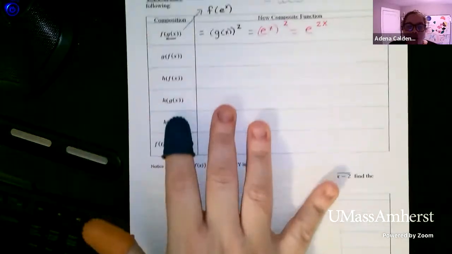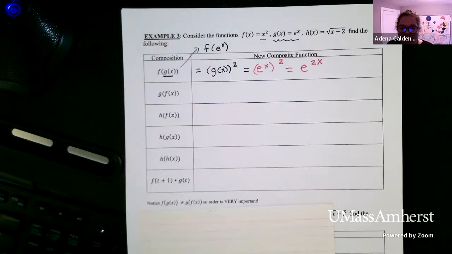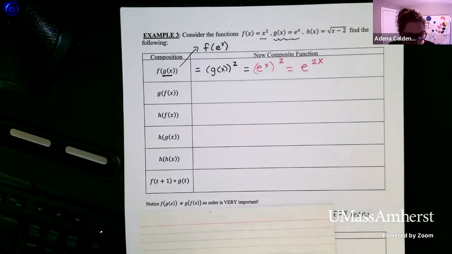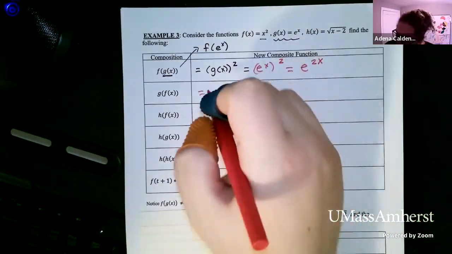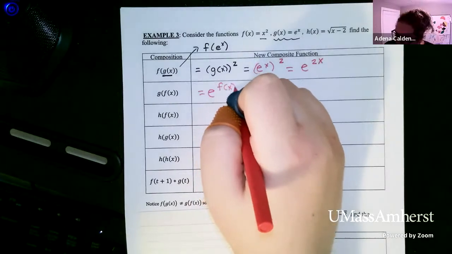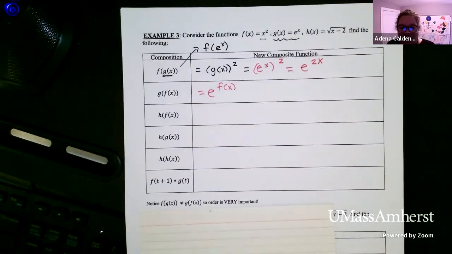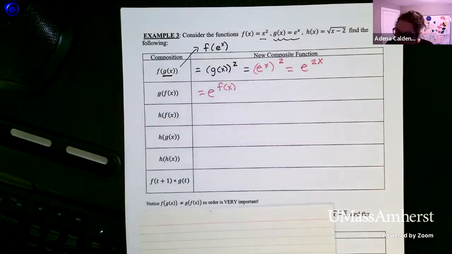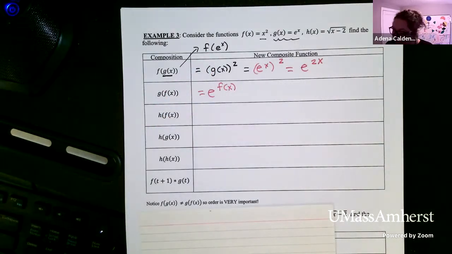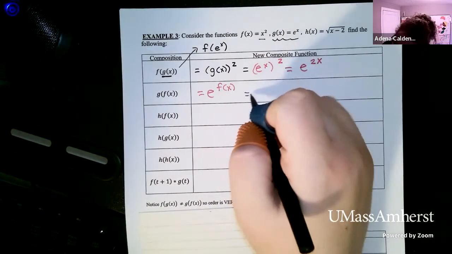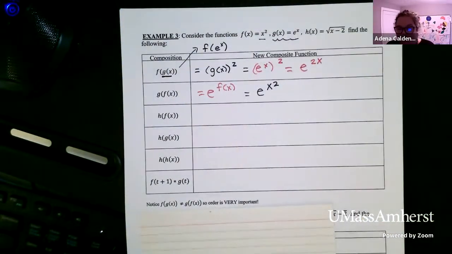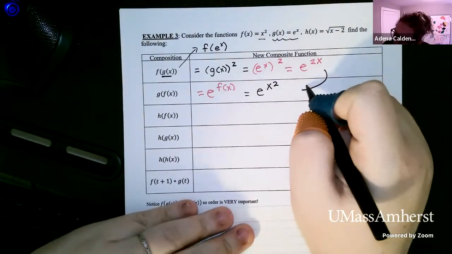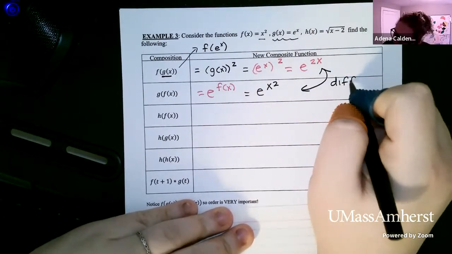Okay, so the next one we are going to try to do is g of f of x, which means we're plugging the f function into the g function. Again, what I like to do is write the g function with the literal f of x in it. So I write e to the f of x. I just plug it in where I see it. Again, you can write it slightly different. And then I go ahead and plug in what f of x actually is. So here I would go to my f of x, which is x squared, and I get e to the x squared.